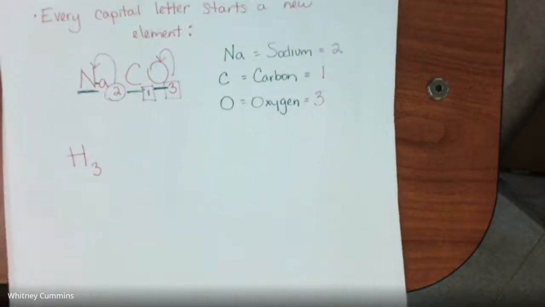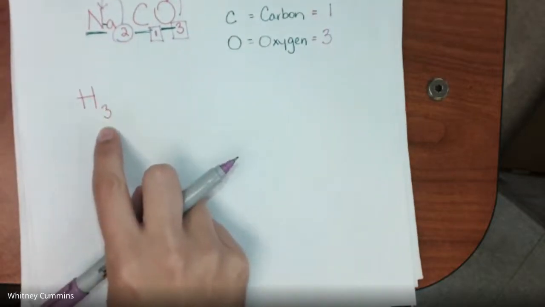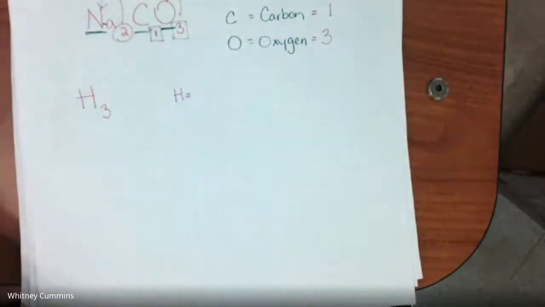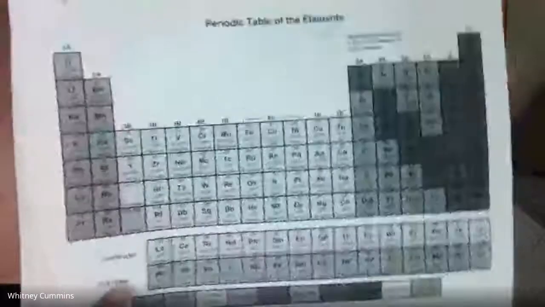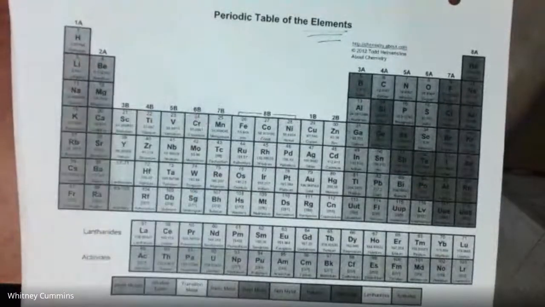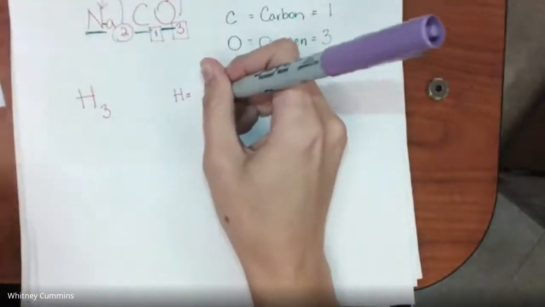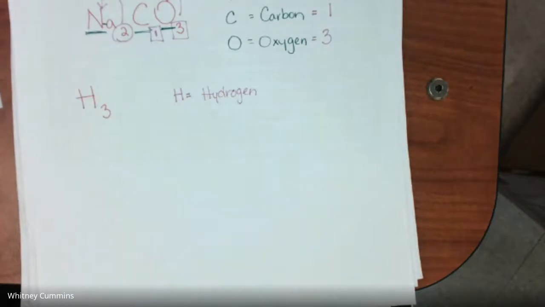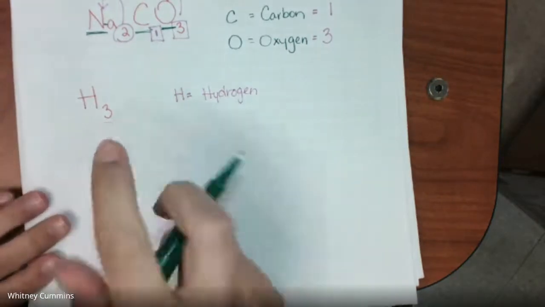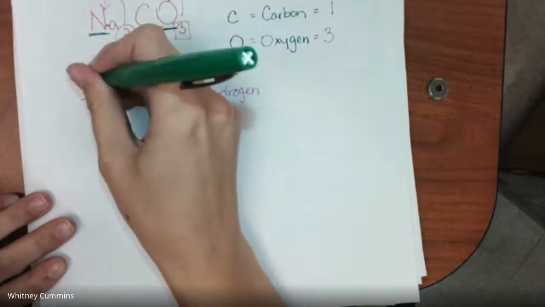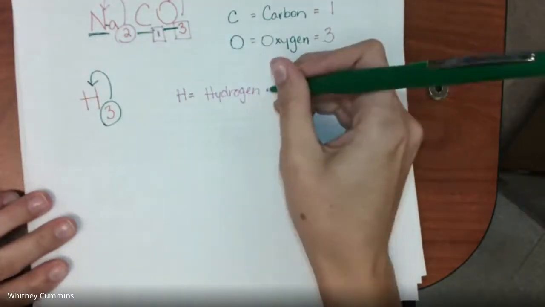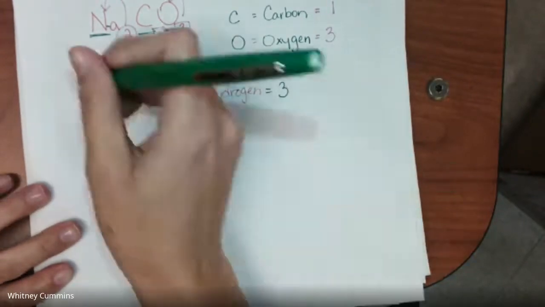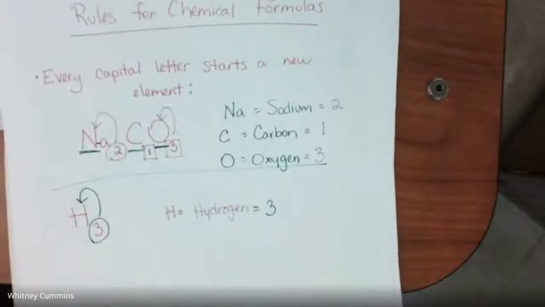Pretty easy. If we come down here and we have H3, how many capital letters do I have? Only 1, and if I use my periodic table, capital H is hydrogen. And then this subscript, or this number down here, tells me how many hydrogens that I need, and it's going to tell me that I need 3 hydrogens. All right, so this is the very easy version of it.